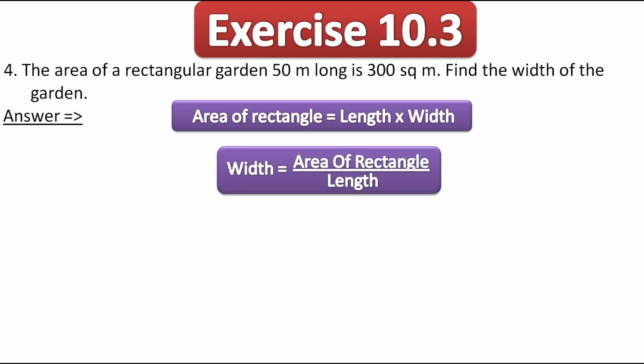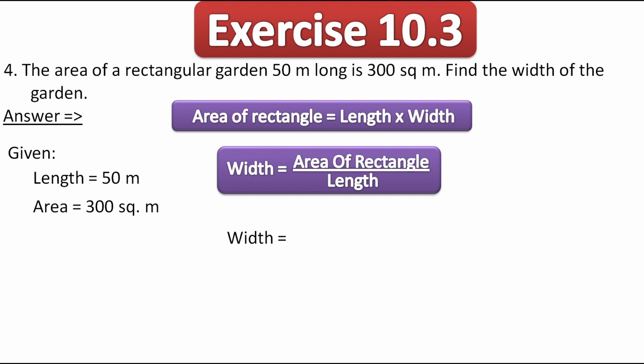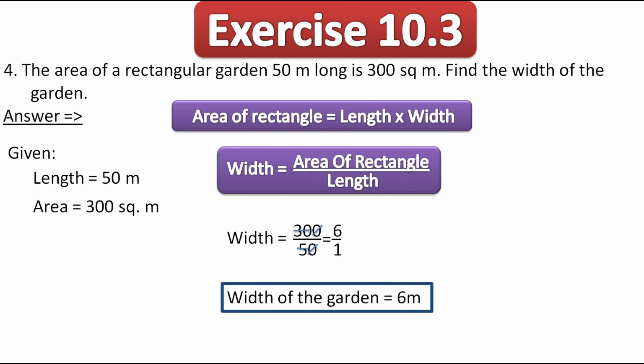So first of all, we will write what is given. Given here is length equal to 50 meter and area equal to 300 square meter. Now let's put the values of length and area in the formula. So width is equal to 300 upon 50. Now 0 will get cut, and 5 ones are 5 and 5 sixes are 30. So the width of the garden is 6 meter. Okay, it's very easy. You just have to replace the things in the formula accurately.